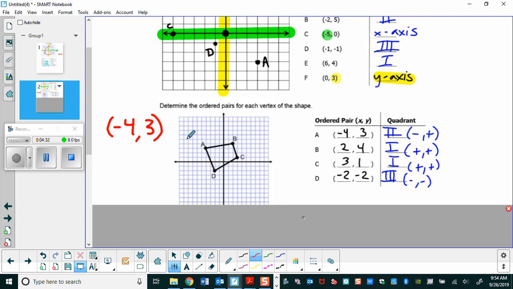Now that is located in quadrant 2. Point B is located in quadrant 1. Point C is also located in quadrant 1, and point D, you'd have to go back 2, down 2 to get to point D, and that is in quadrant 3. Off to the side, I just want to reiterate that to be in quadrant 2, you're going to have a negative and then a positive. To be in quadrant 1, it's positive, positive. And to be in quadrant 3, it's a negative and a negative.